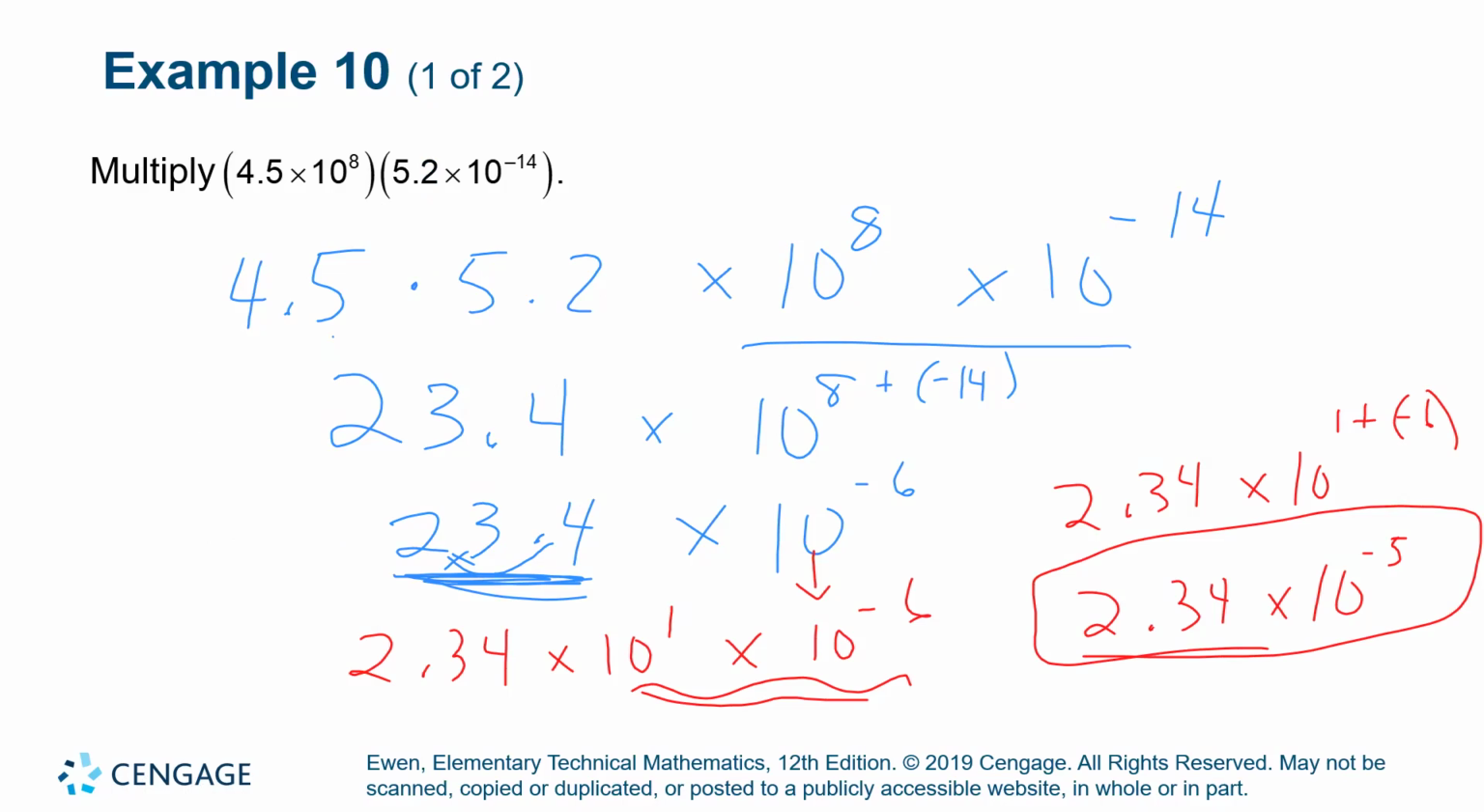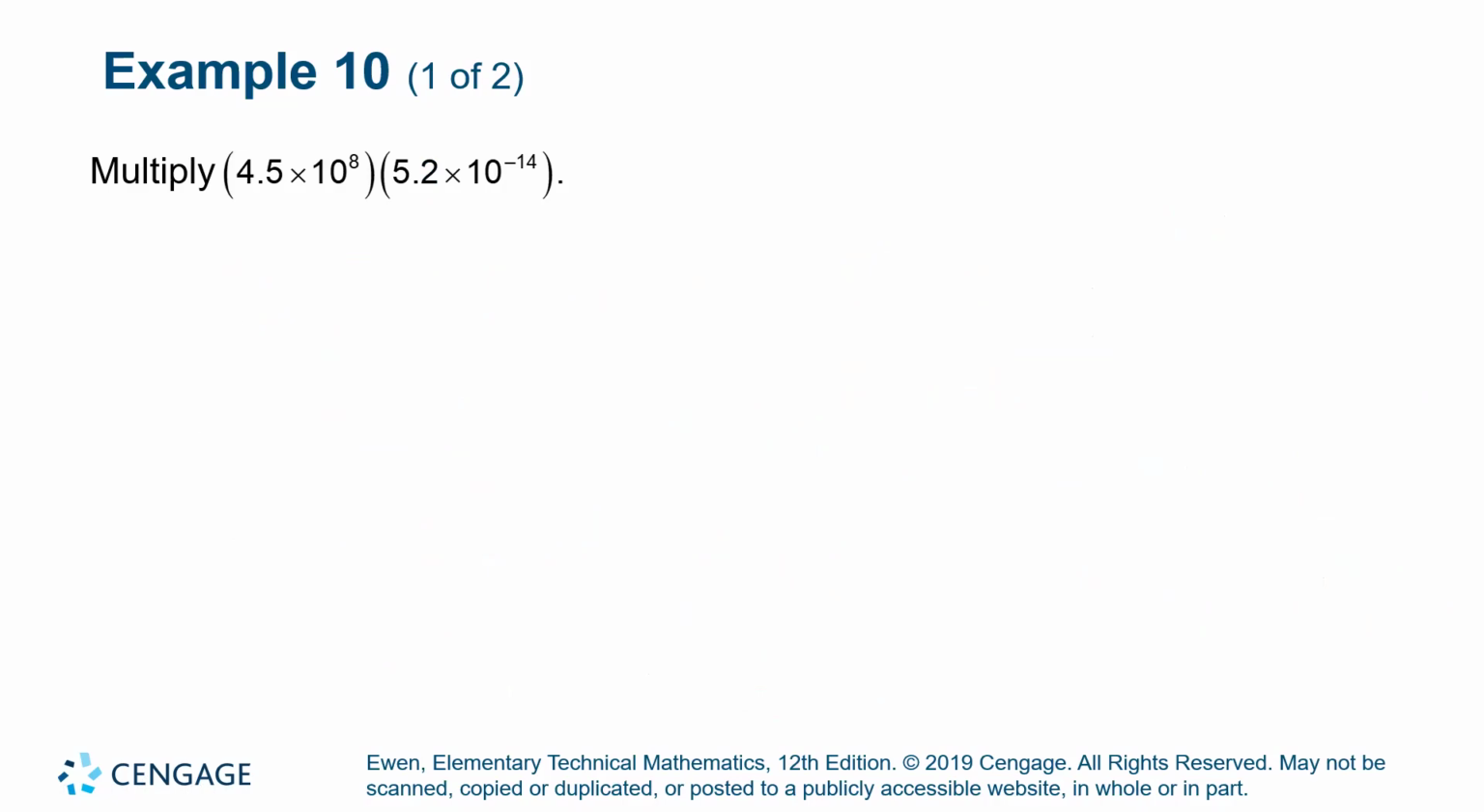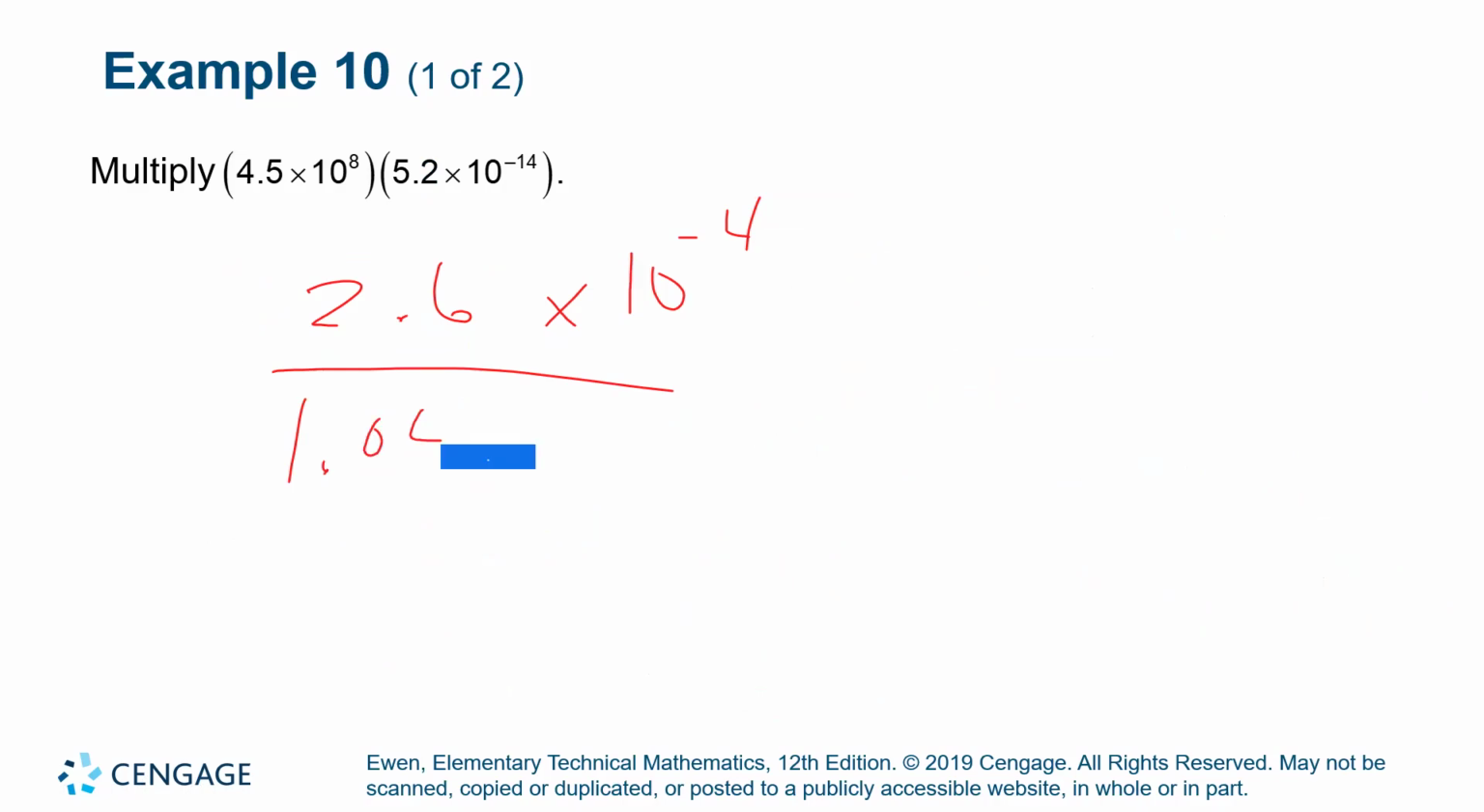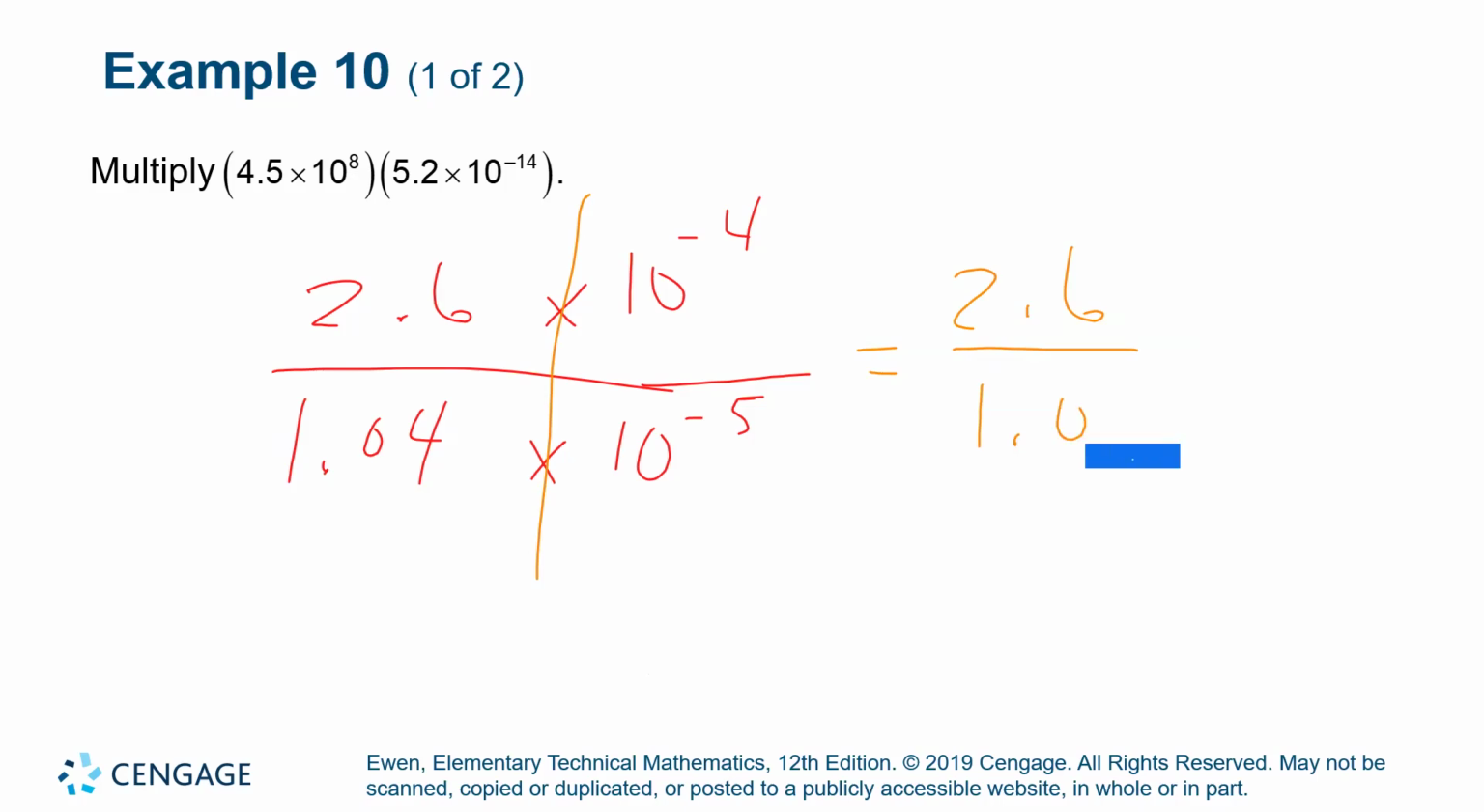We're going to try another one. This time around, we're going to do a division one. 2.6 times 10 to the power negative 4 divided by 1.04 times 10 to the power negative 5. So, like we did with the multiplication, you're going to deal with these separately. So you've got 2.6 divided by 1.04 times 10 to the power negative 4 over 10 to the power negative 5.